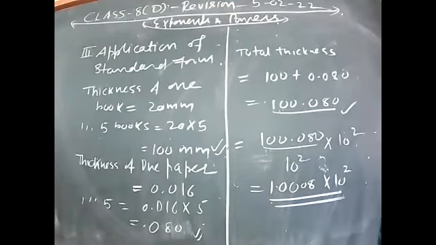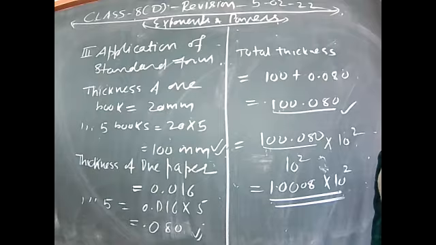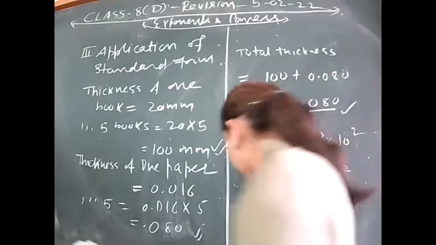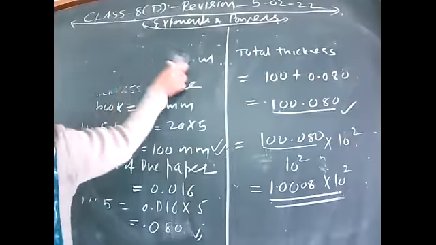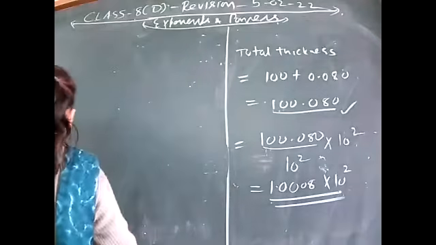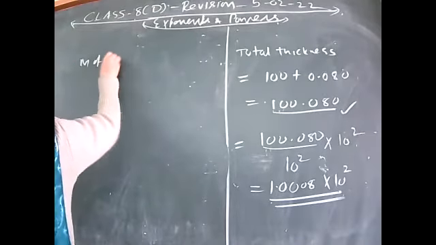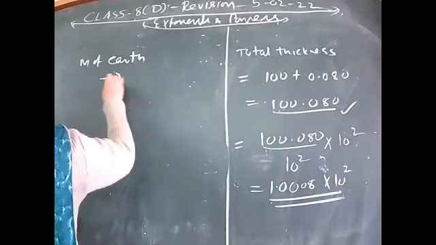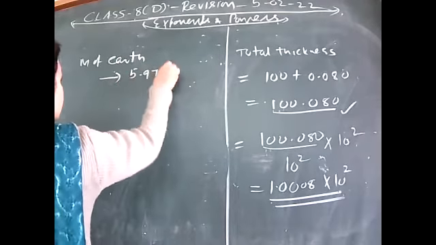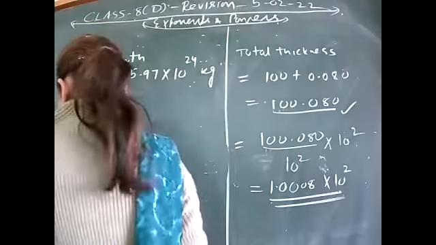And one more question you can see, which is the application of the standard form. First of all, page number 199. We are doing application of standard form, page number 199. At the bottom, you see, you are given the mass of earth. Mass of earth is 5.97 into 10 raised to 24 kilograms.